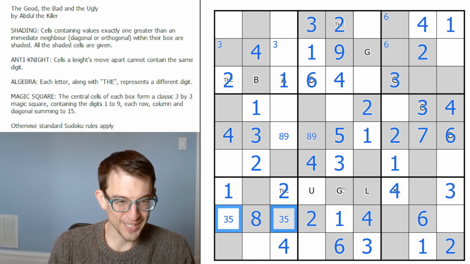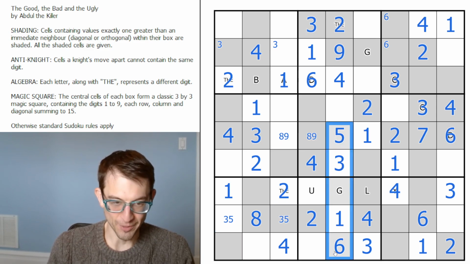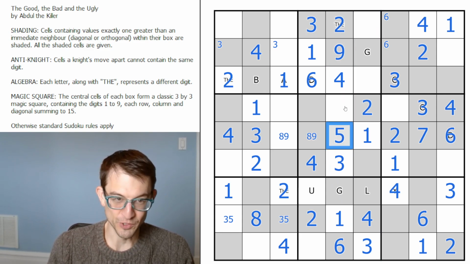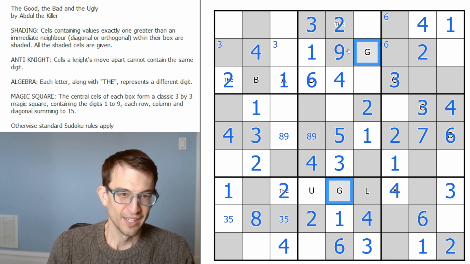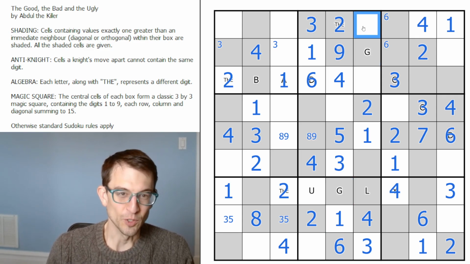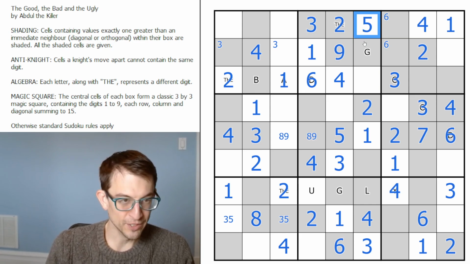And actually, as I was explaining that, I saw that, looking at where the 5s could be here, where does 5 go in box 2? I was looking up here. Well, this is just a straightforward anti-knight. 5 clearly is in one of those. It's not the G because of this G. And it's not here because of knight's move and also the shading constraint. So 5 is in the top right corner of box 2.